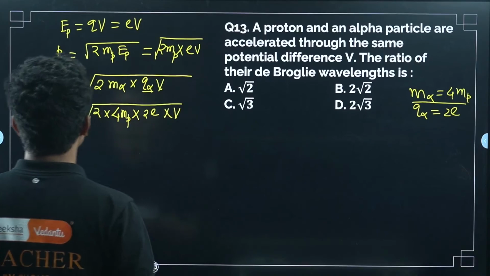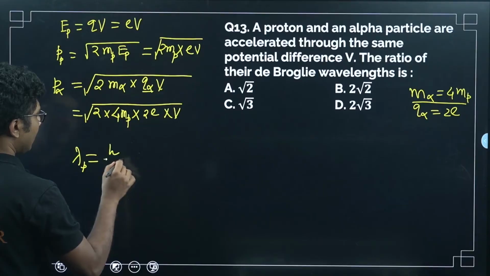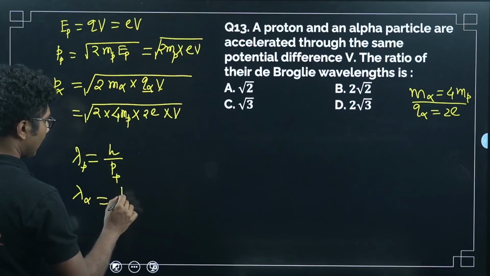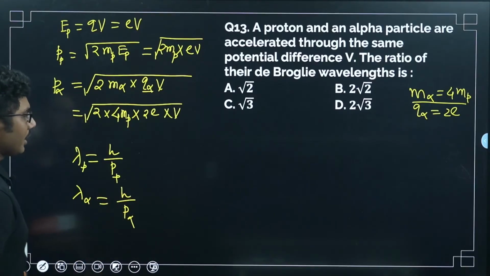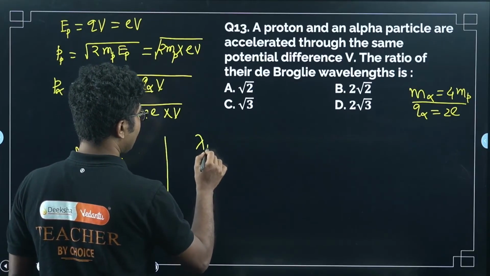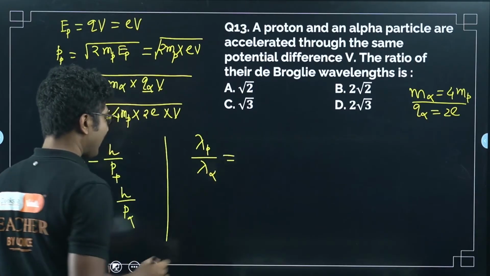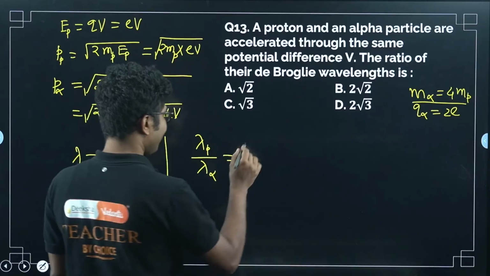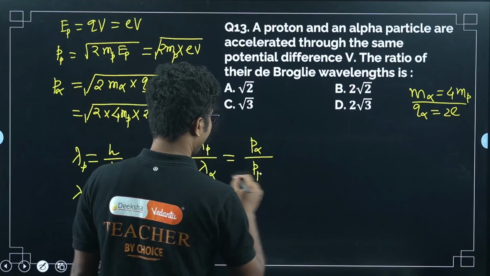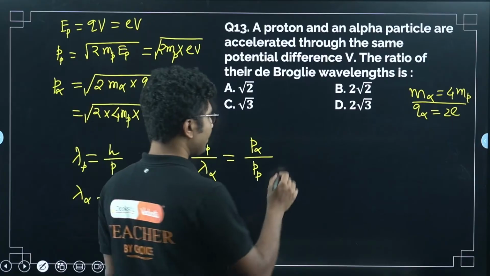Okay, now what is the de Broglie wavelength for proton? De Broglie wavelength is h by p. What is the de Broglie wavelength for alpha? h by p alpha. So what is the ratio of the de Broglie wavelengths? The ratio is lambda p divided by lambda alpha, so p alpha divided by pp. Since it is in the denominator, it will go up, right? I hope you understand that.